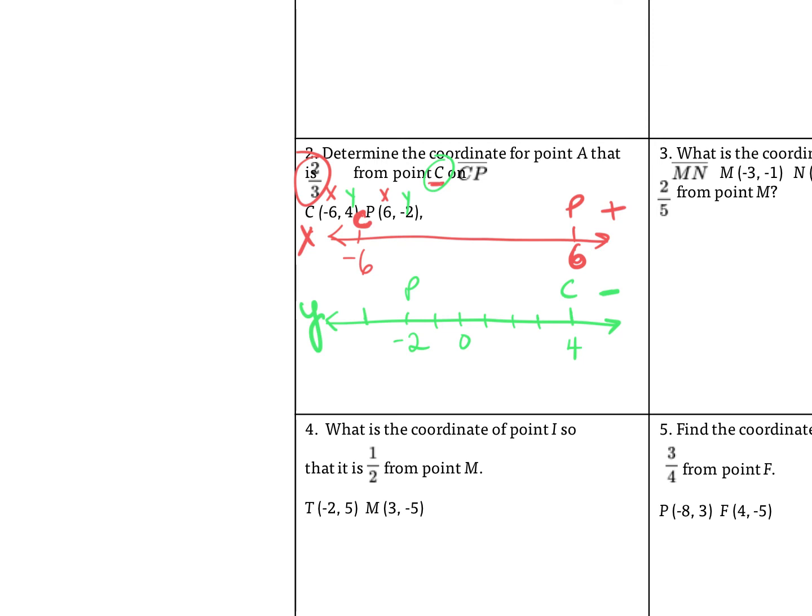Again, we always need that total length. So from -2 to 4, that's 6 units. And from C to P on our x-axis, that's 12 units. So in both cases, I need to multiply both lengths, 12 and 6, by 2/3. And we're lucky in this sense because in both cases we're going to get whole numbers.